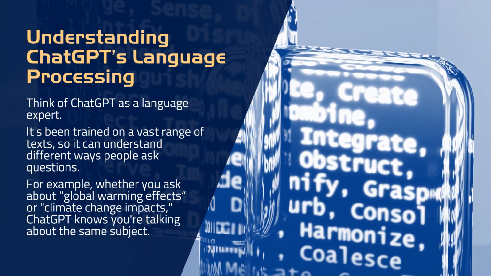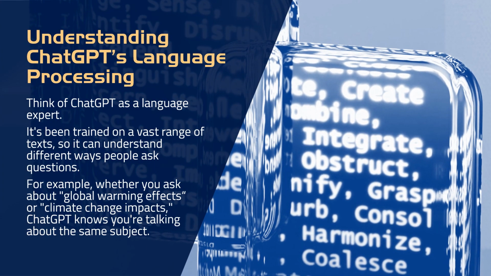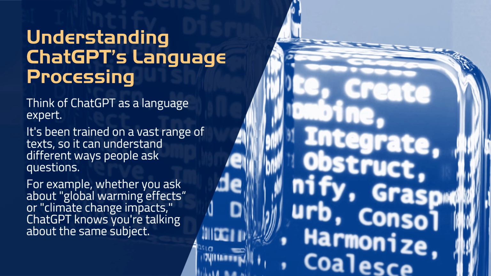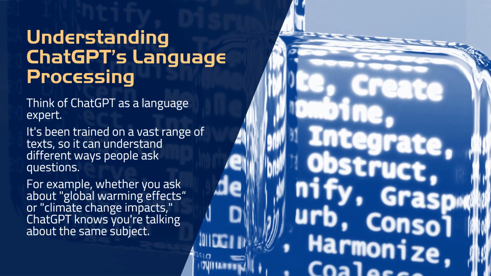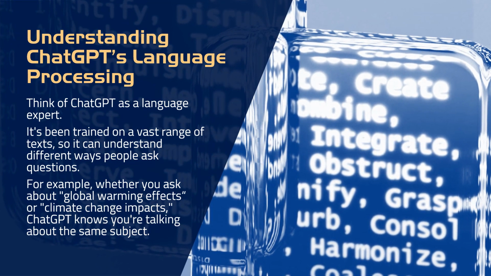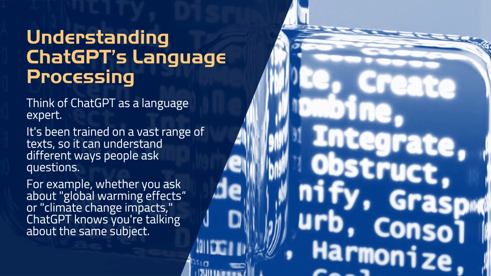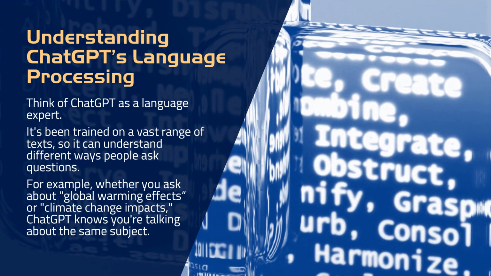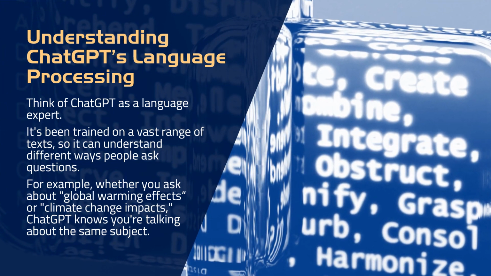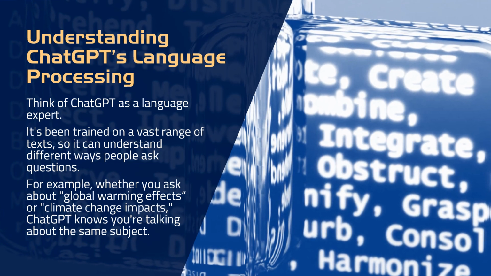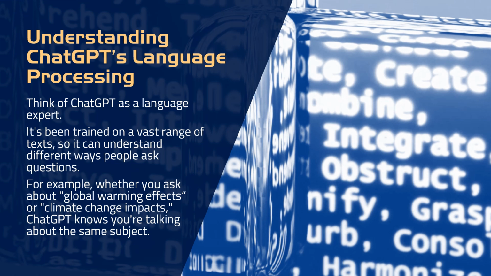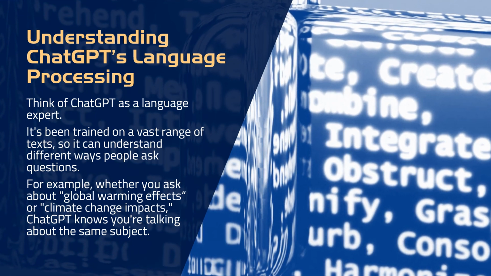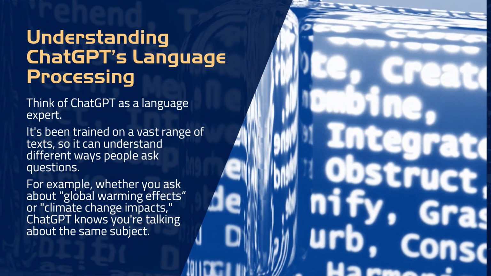Think of ChatGPT as your language expert, proficient in understanding how people ask questions and express themselves. It has been trained on a vast range of texts, enabling it to comprehend nuances and variations in language usage. For instance, when you inquire about global warming effects or climate change impacts, ChatGPT recognizes the underlying subject matter, showcasing its advanced semantic understanding capabilities.